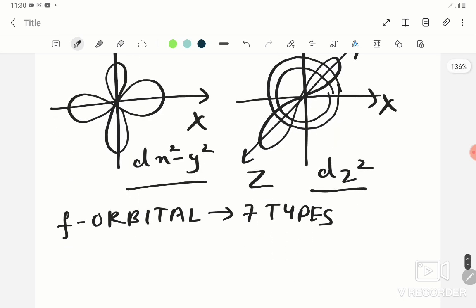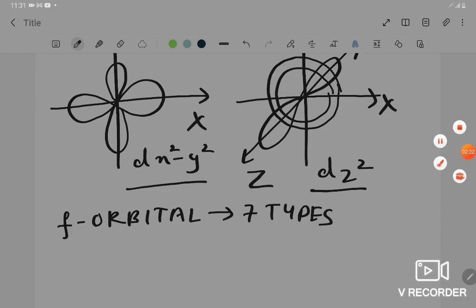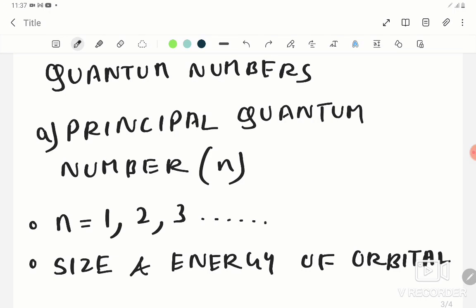Finally guys, F orbital is of seven types. With this we have completed this slide as well. Now let's move ahead to the next slide in which we will observe quantum numbers. Yes students, in this slide we are going to look at quantum numbers. People, quantum numbers help us understand the location of an electron.